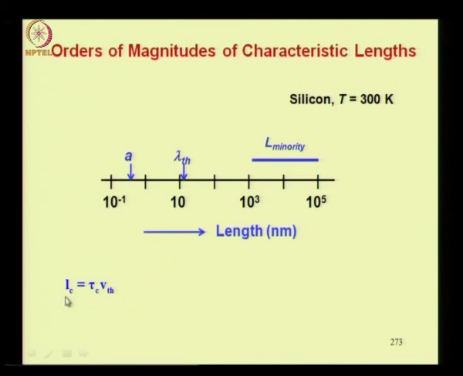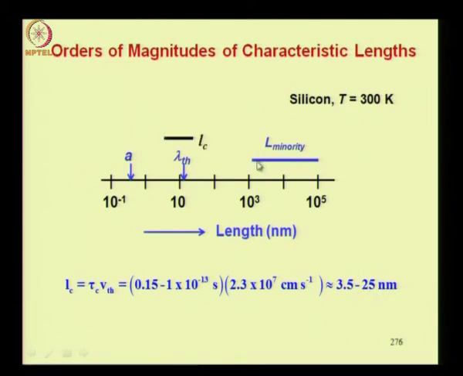Mean free length between collisions is equal to mean free time between collisions times thermal velocity. Now using the values of momentum relaxation time and the fact that mean free time between collisions is a little less than the momentum relaxation time, we arrive at this range for tau c. The result is a variation from 3.5 to 25 nanometers, that is somewhere here.